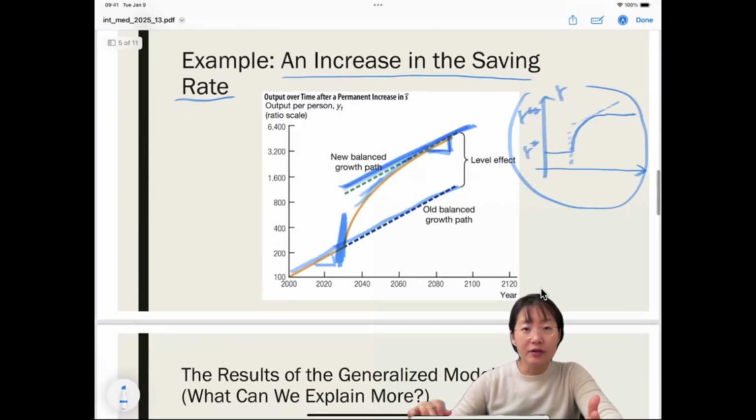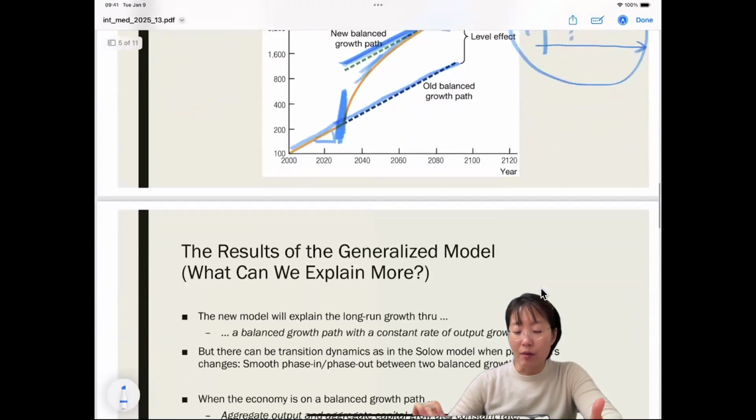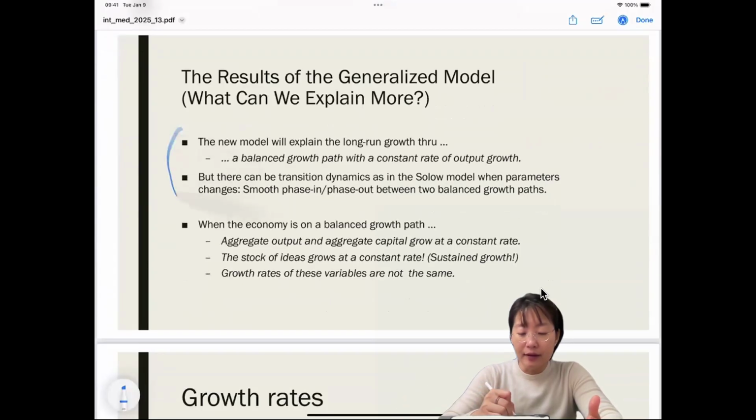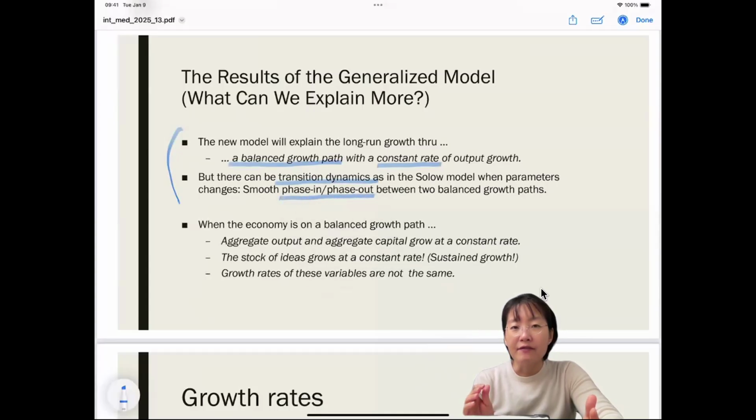Okay, so this is the transition dynamics in this new combined model. I explained that the new model will explain the long-run growth through a balanced growth path with constant rate. The slope is constant, but if there is a change in parameter values, then there will be some transition dynamics. So there will be some phase in and phase out period between two balanced growth paths.